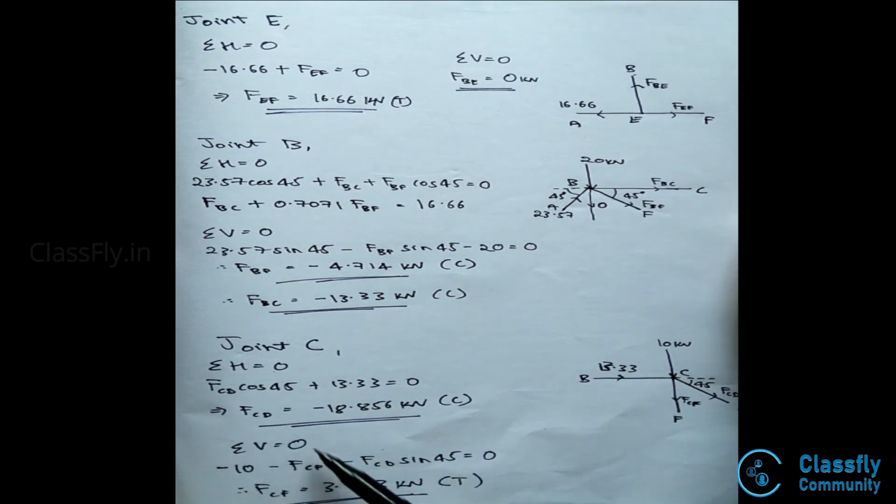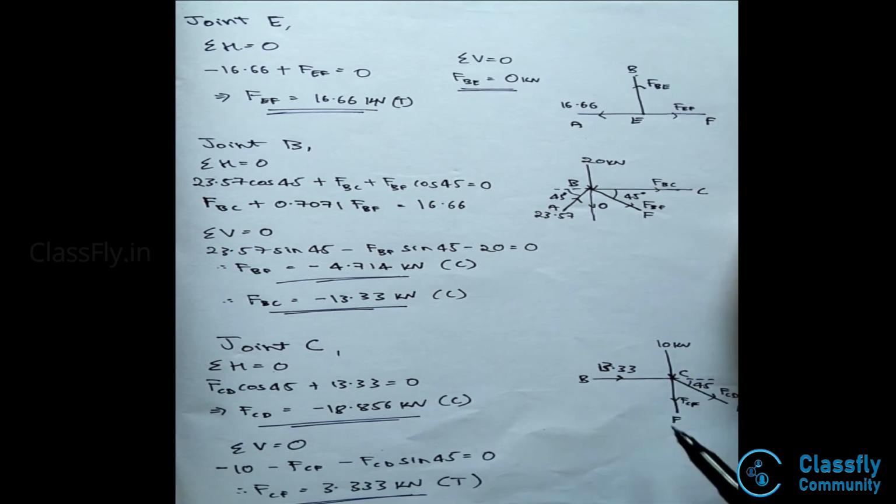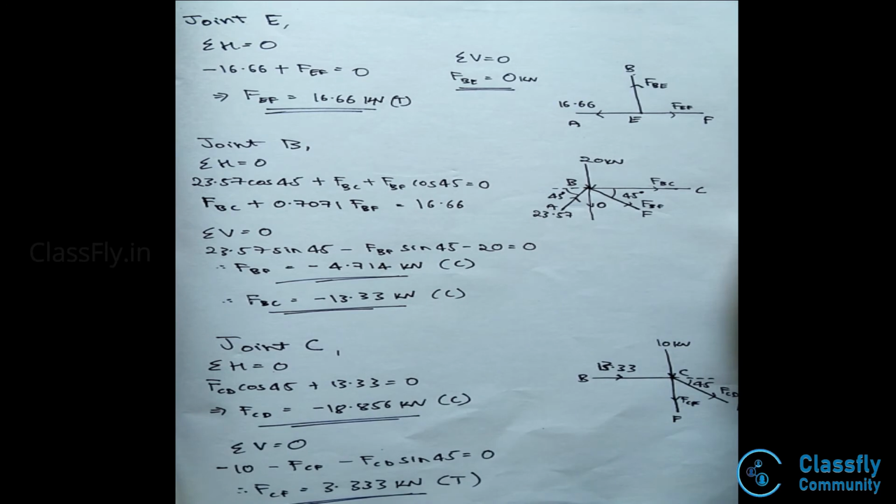Similarly, summation V is equal to 0 implies minus 10 minus FCF minus FCD sin 45 will be equal to 0. Hence we get the value of FCF to be 3.333 kilonewtons, which is a tensile force.